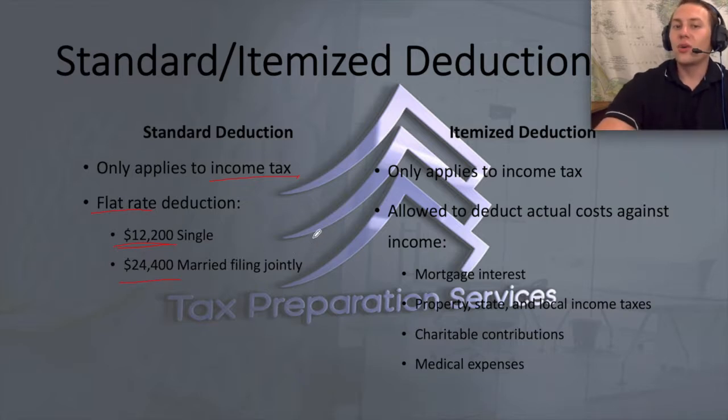Now, there is also an alternative to the standard deduction, and that's the itemized deduction. Again, this only applies to income tax. These are the big four items that I usually look for when I help people with their taxes. If they have a lot of mortgage interest, property, state, and local income taxes, charitable contributions, or medical expenses, they might be a good candidate for an itemized deduction. That would allow you to deduct more than your $12,200 or $24,400.